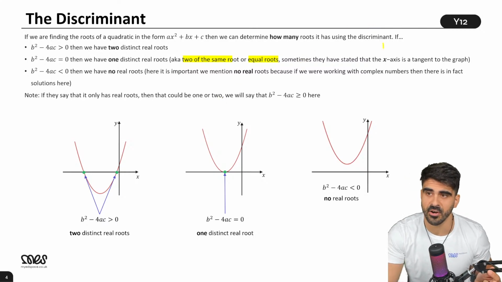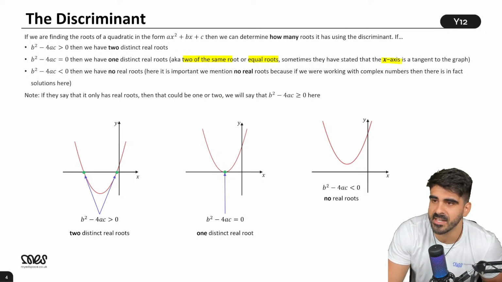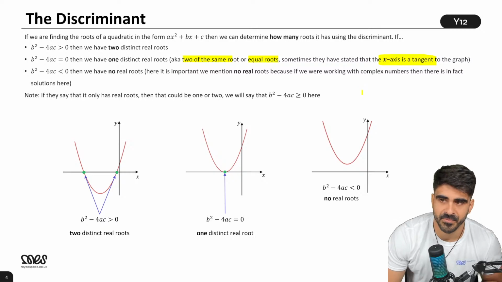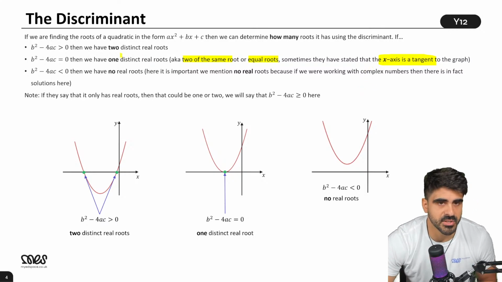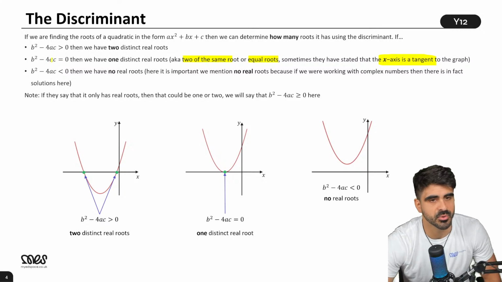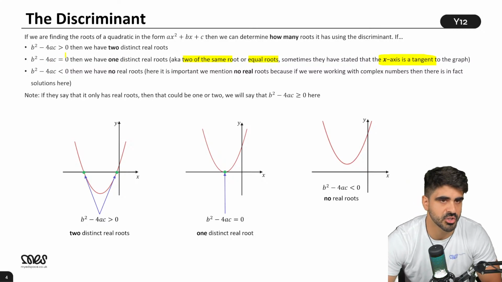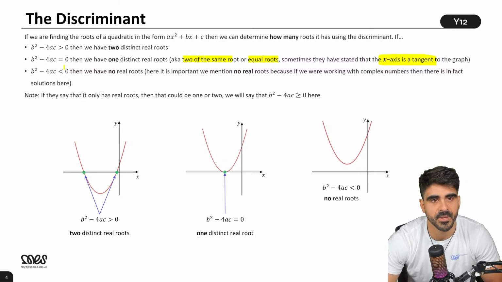Sometimes, guys, you have to look out for this. They might say that the x-axis is a tangent. So maybe you want to underline that. It's a key word. They love using the distinct real roots that equal 0, the 1 distinct real root, because you're then just solving an equation, right?